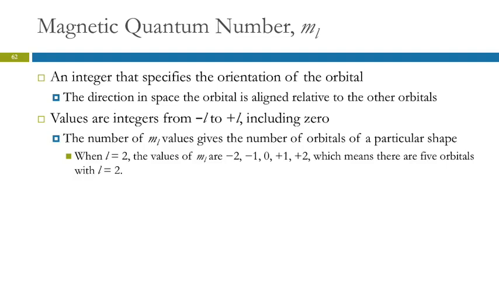So if L were equal to 2, come on, pointer. If L equals 2, then M sub L can be anywhere from minus L, which is minus 2, up to plus 2. It's integers, so it could be minus 2, minus 1, 0, plus 1, and plus 2. So there are 5 different orbitals within L equals 2, and they have different orientations.